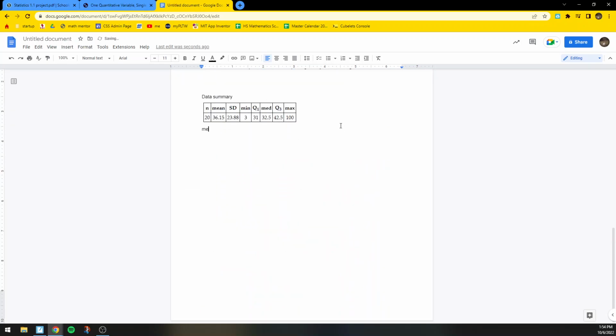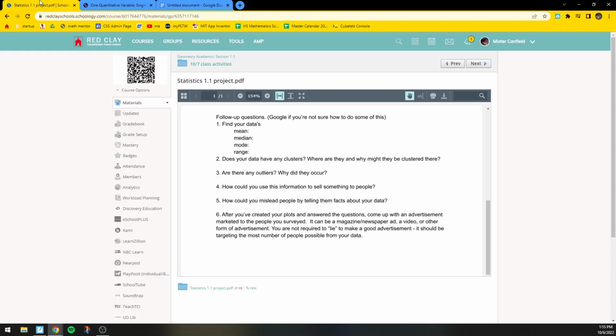So mean, and it's a little bit silly because it's right there, but so 36.15, median 32.5, mode, I think I said it was 32, range, I believe I just said it was 97. Okay, that's my 5-number summary.